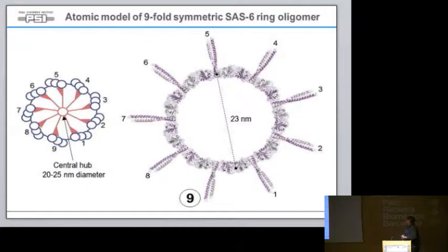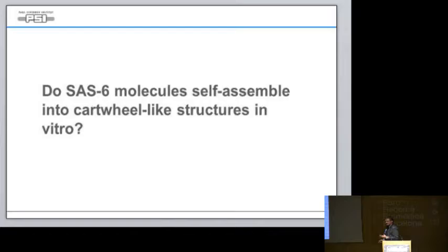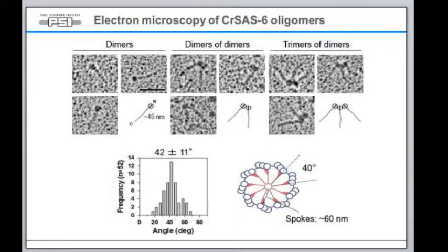Now, the prediction of this model is that in vitro, we should be able to reconstitute these rings, right? So we went back to electron microscopy, carefully analyzed our data again, using rotary shadowing EM. So here you see the dimer again with the globular head and the coiled-coil.